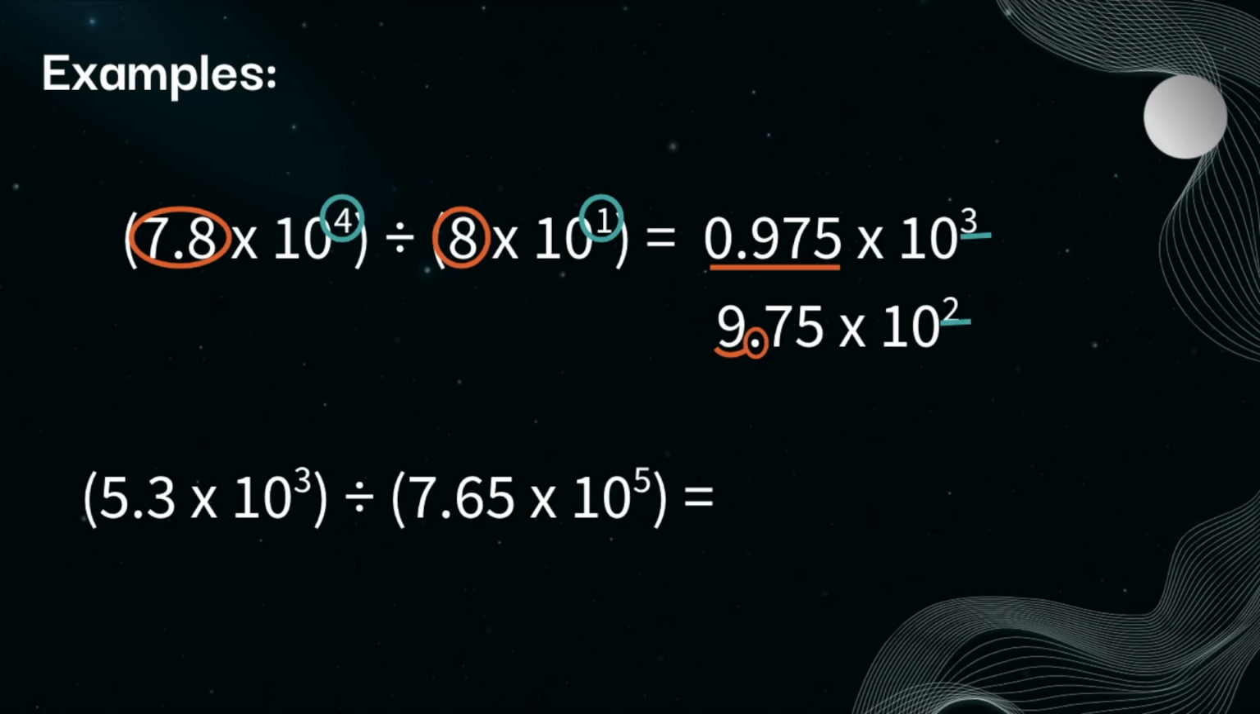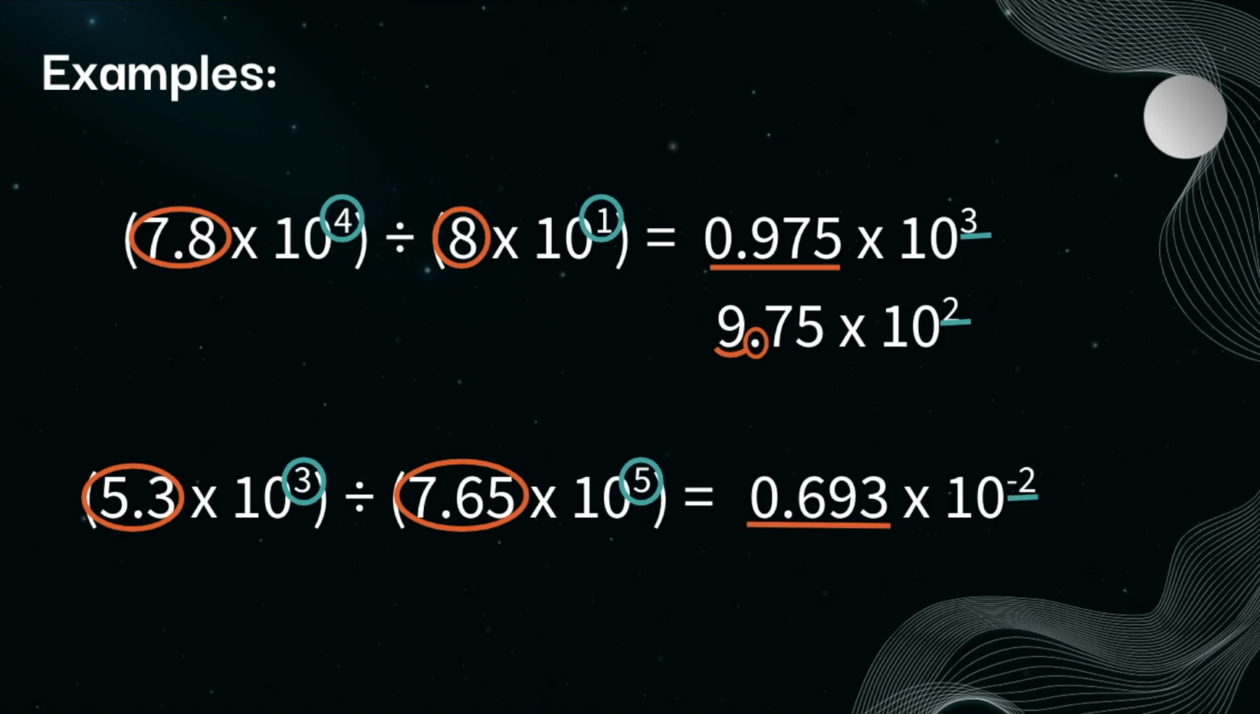So this is the answer. Basically, if you divide coefficients, it would give you 0.693, and if you subtract the exponents, it would give you -2. Yeah? But we have, again, to move the decimal point one spot to the right. So here, we subtract 1, because we moved it one place. So it would be 6.93 times 10 to the -3.